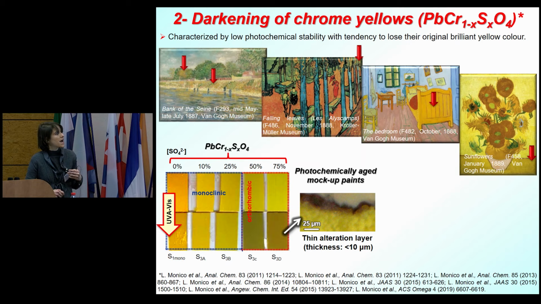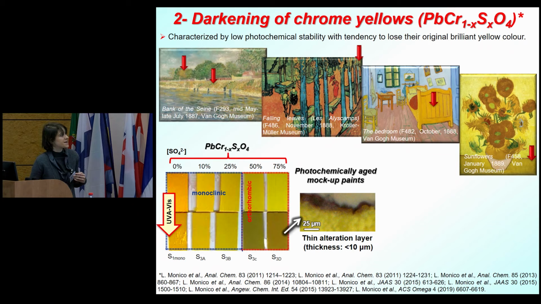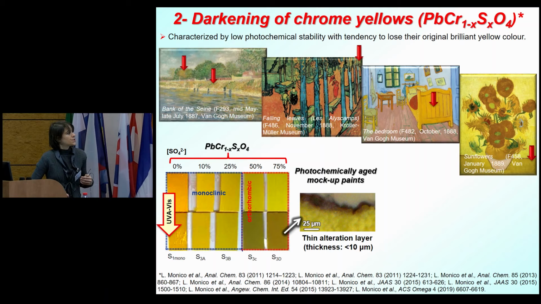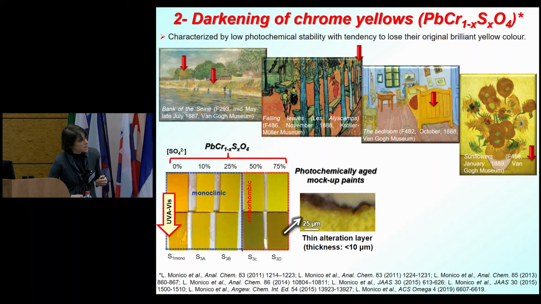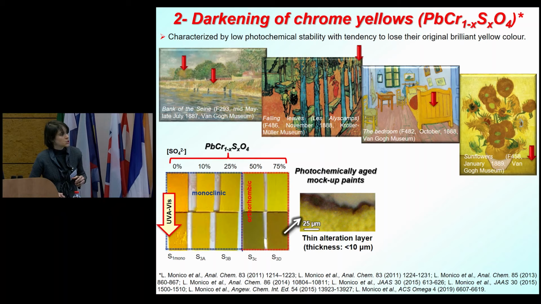You can clearly see that after photochemical aging, not all the chrome yellow varieties show the same extent of darkening. Especially, we have found that only those pigments containing a percentage of sulfate higher than 50% and that have an orthorhombic structure show a clear discoloration after aging. What is interesting to note is that the alteration, if you look at this image of a cross-section taken from these samples, is usually present as a very thin layer at the surface, usually lower than 10 micrometers.